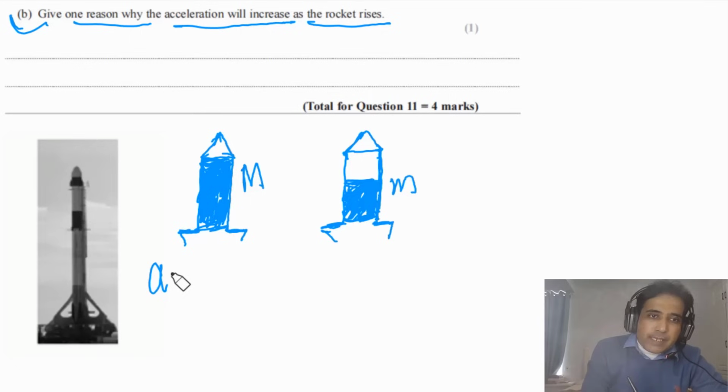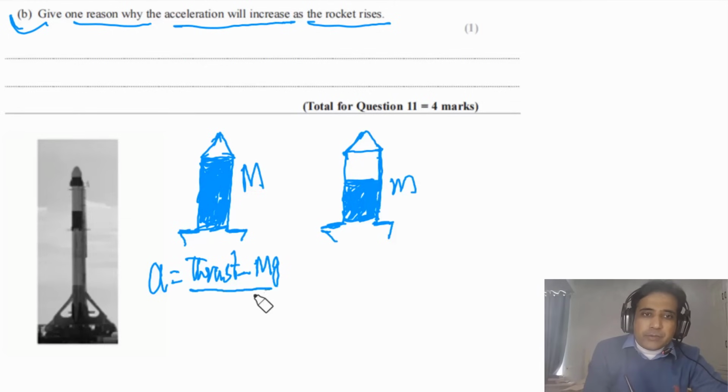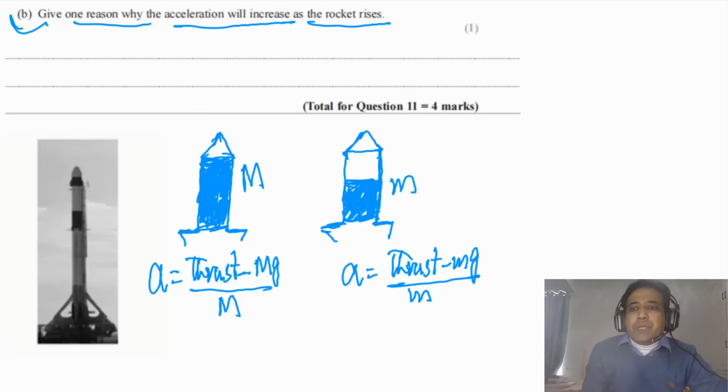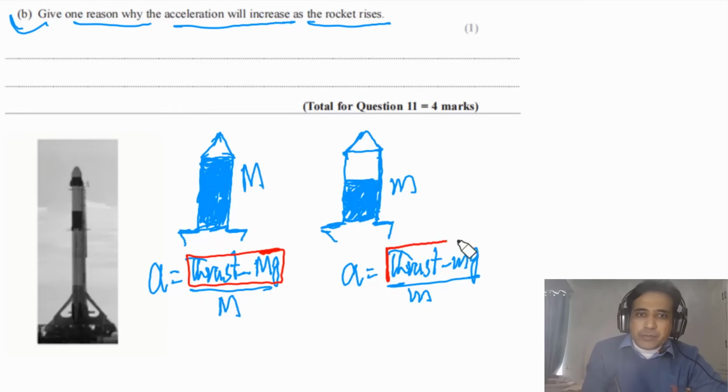If we calculate acceleration here, it will be equal to thrust minus weight, so here we have Mg, divided by capital M. And here, if we calculate acceleration, it will be equal to thrust minus small mg divided by small m. Now if you compare these two equations, you will see this force is smaller as compared with this one.